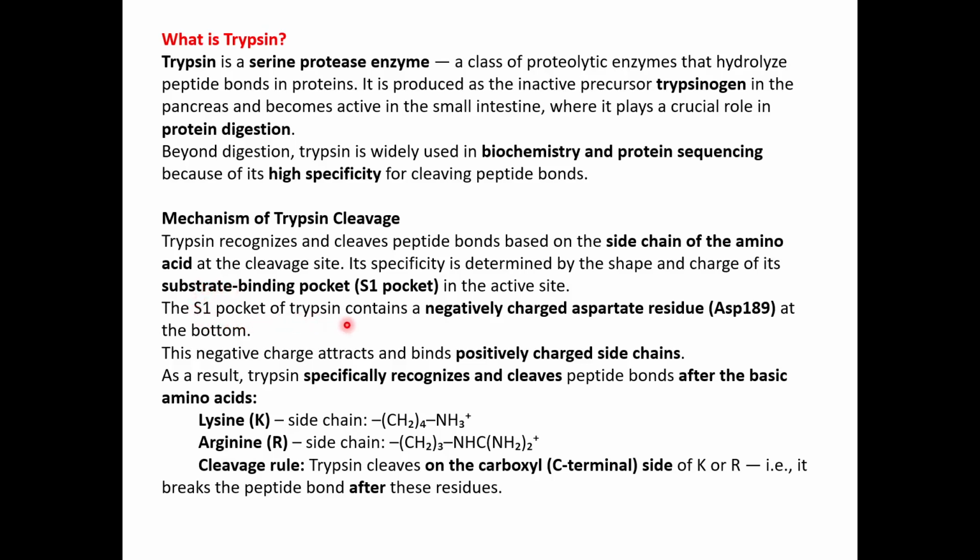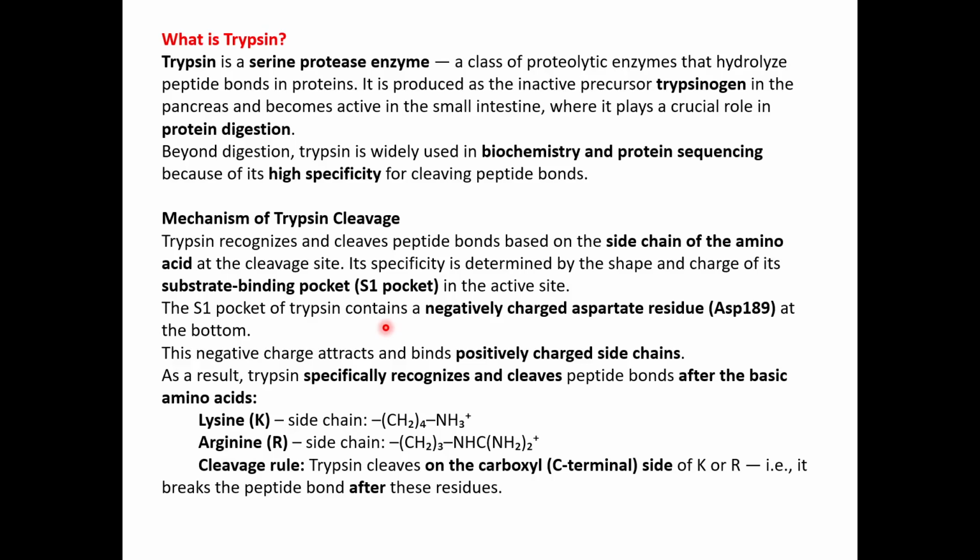So the S1 pocket of the trypsin contains a negatively charged aspartate residue, aspartate 189, at the bottom. This is the active site that is present in the S1 pocket. And this negative charge attracts and binds positively charged side chains. As a result, trypsin specifically recognizes and cleaves the peptide bonds after the basic amino acids like lysine and arginine, and so it is highly specific to these two sites for cleavage.